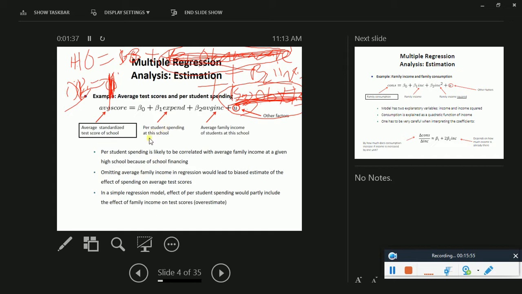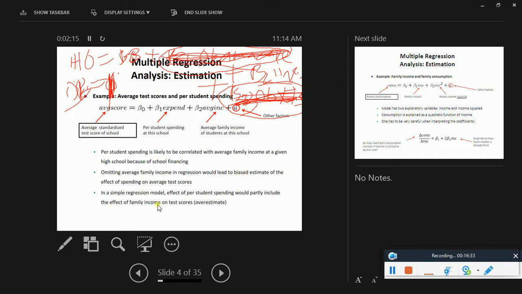Here if you look at this, per student spending is likely correlated with the average family income at a given high school because of school financing. So in Michigan, the rich neighborhoods, let's say Bloomfield Hills, the average family income would be really high because all the doctors are living there. And you will also see a trend that those doctors are also spending more on their children's education. So we can't omit important variables from the regression. Otherwise, it would lead to biased estimates.